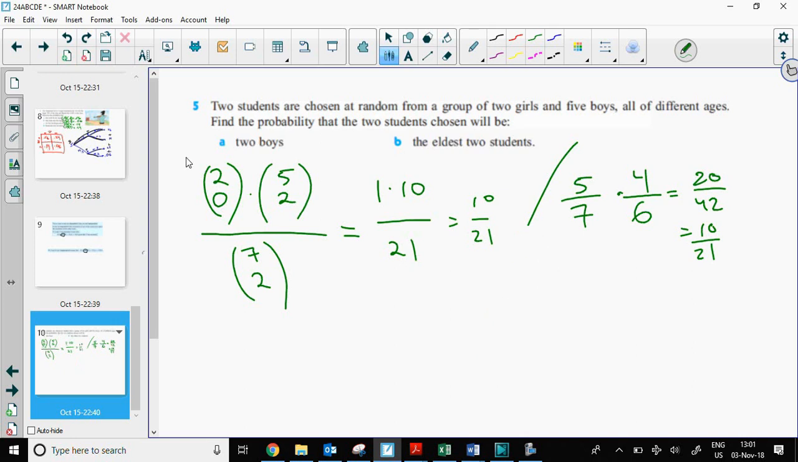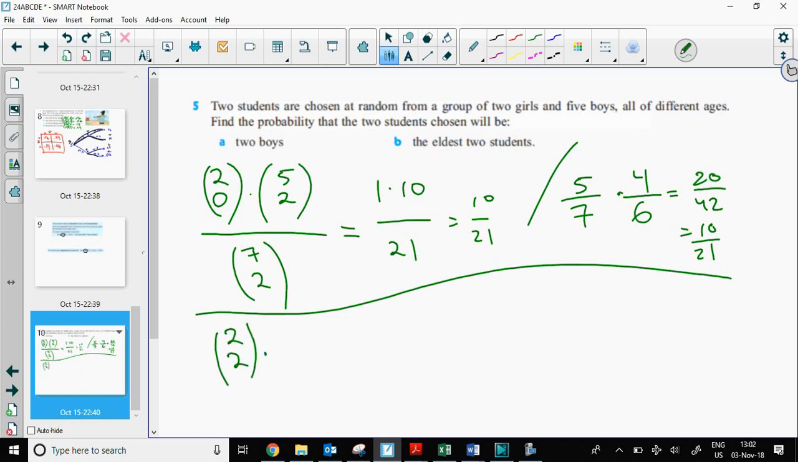Let's look at the second one. So now I want it to be the eldest 2 students. Again, combinations. For these 7 students, there are 2 students who are the oldest, and then there are 5 students who aren't. So out of those 2 students who are the oldest, I want to choose both of them. And then out of the 5 students who are not the oldest, I want to choose none of them. And again, we're dividing by 7 choose 2, because that's the total number of ways that I could choose these kids. Multiplying through, 2 choose 2 is 1, 5 choose 0 is 1, 7 choose 2 is still 21, so we get 1 out of 21.